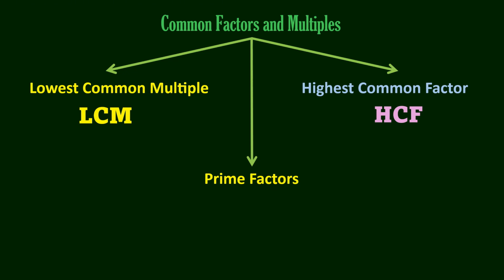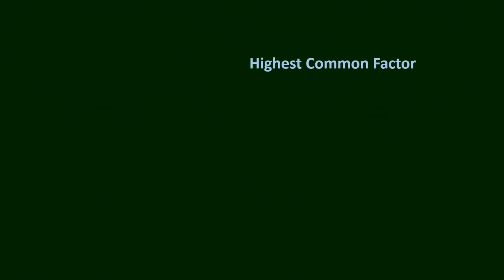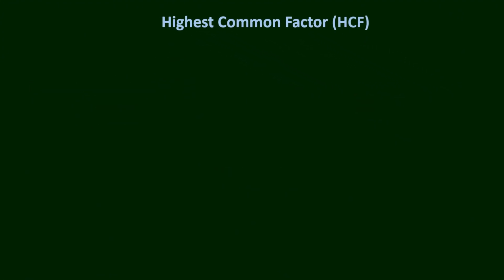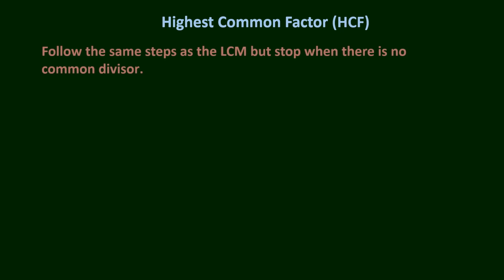The next is a little different than these two. Some steps are the same, but a little different. Let's consider the highest common factor, HCF. We should follow the same steps as the LCM, but the steps should stop when there is no common divisor. When there is no common divisor, we should stop.